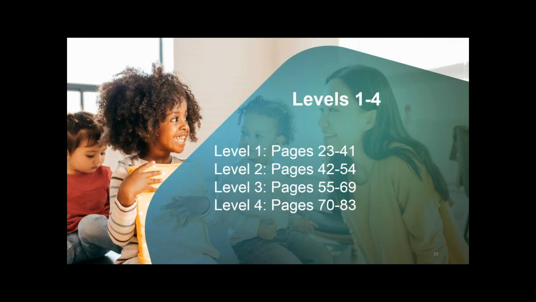So this slide is just going to show you where each level starts and ends. On page 23, that's where you'll start level 1, page 42, level 2, page 55, level 3, page 70, level 4. As you can see, the majority of the book is filled with these types of pages where you're just going to self-evaluate, not met, fully met, and write your notes about the progress you're making or about what you want to do to better meet those standards. So before we move on, are there any questions in regards to these types of pages?